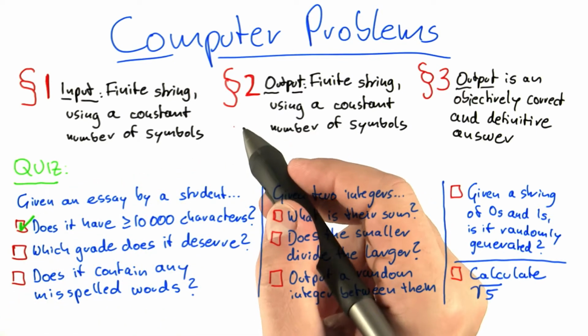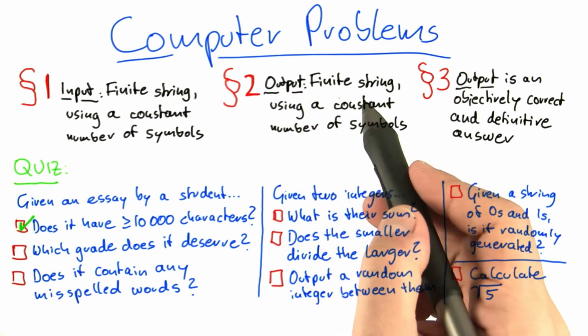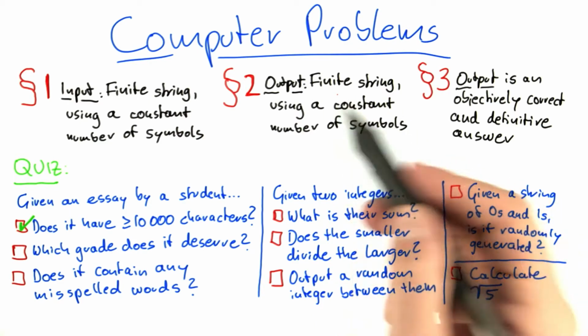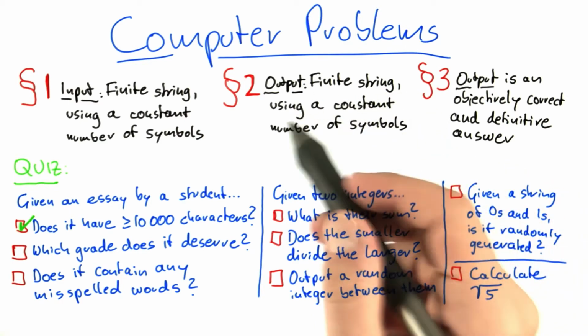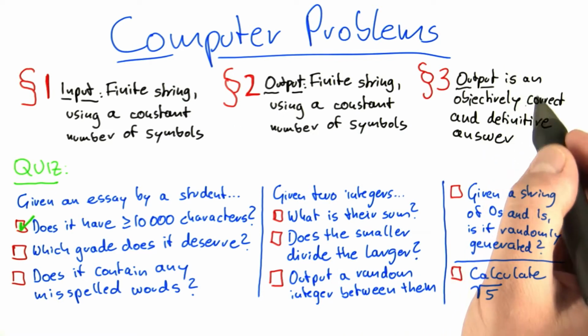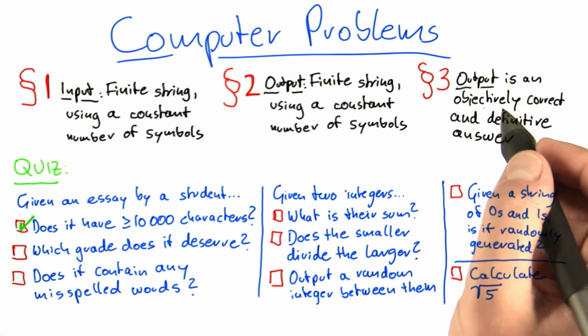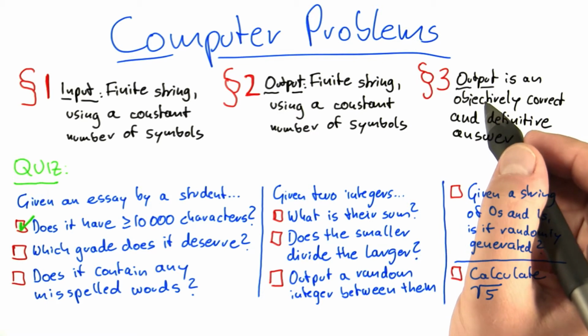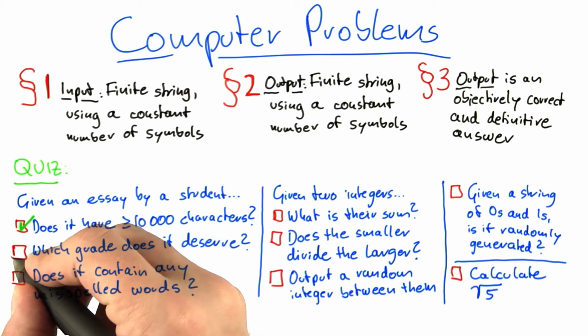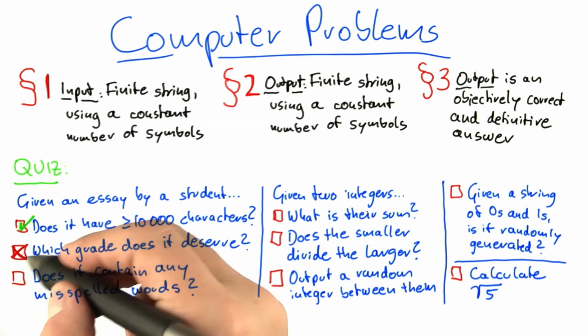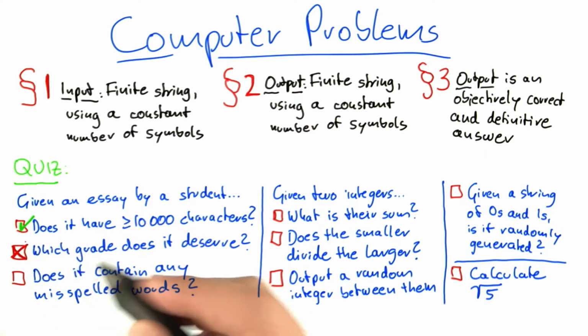The second one, of course, well, the output would still be a finite string, because you could say, depending on the grading system, A, B, C, D, or 1, 2, 3, 4. Of course, the output is not objectively correct, because different instructors sometimes disagree on the grade that an essay deserves. So this is not a computer problem, although there have been attempts for automated grading, which is just weird, to say the least.